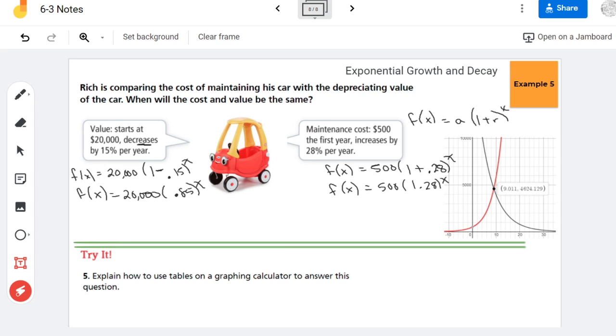Anyway, so there we have it. That is exponential growth and decay. Until next time.